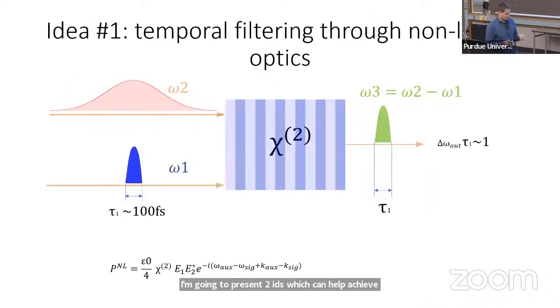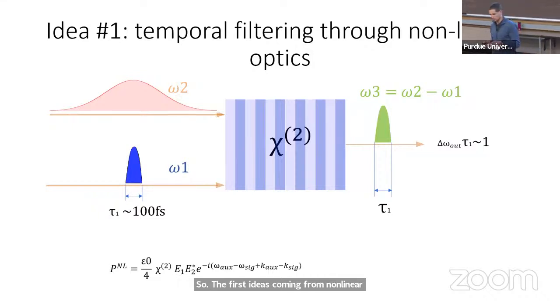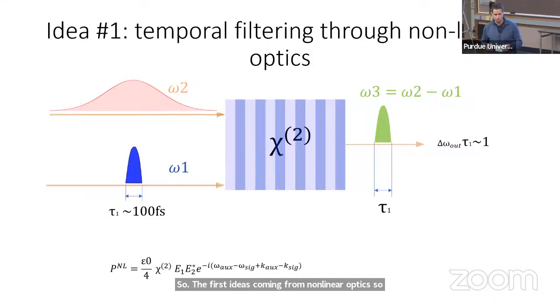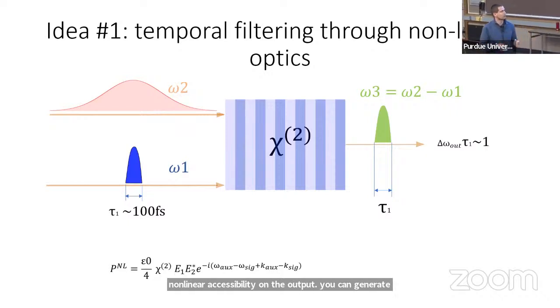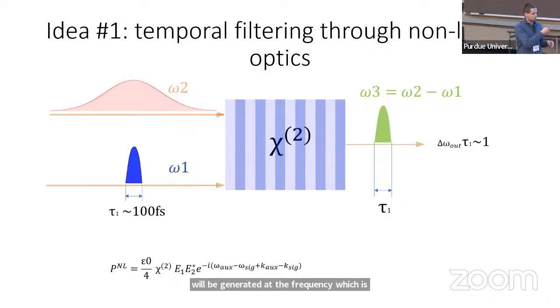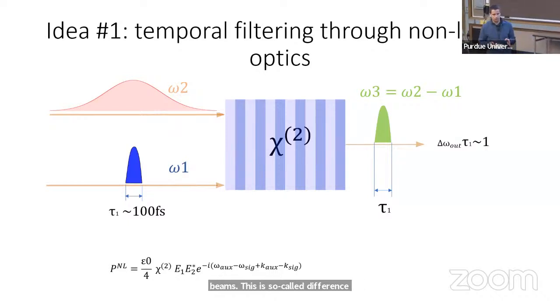So the first idea is coming from nonlinear optics. It is well known that if you send two laser beams into your nonlinear crystal with optical Chi2 nonlinear susceptibility, on the output you can generate a third beam. And under certain conditions, this beam will be generated at a frequency which is equal to the difference of frequencies of two input beams. This is the so-called difference frequency generation process.